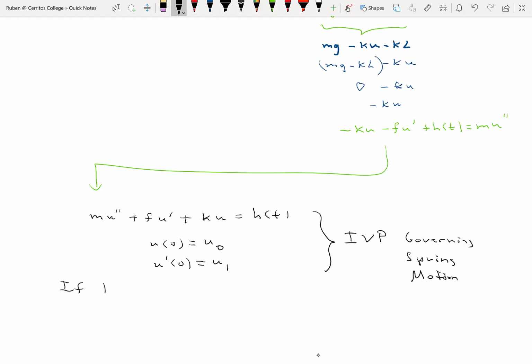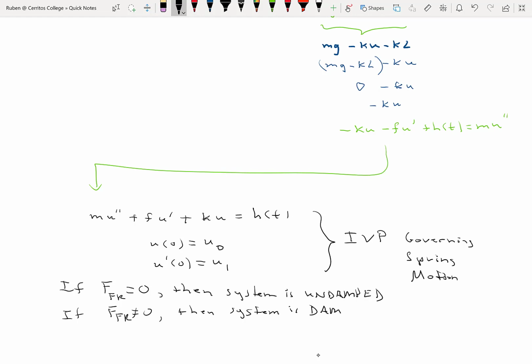If the frictional force is 0, that is, if this is just done in a vacuum, then we have an undamped system. Then the system is said to be undamped. If the frictional force is not equal to 0, then the system is called damped. The system is damped. Okay. So with that, let's take a look at a specific example.